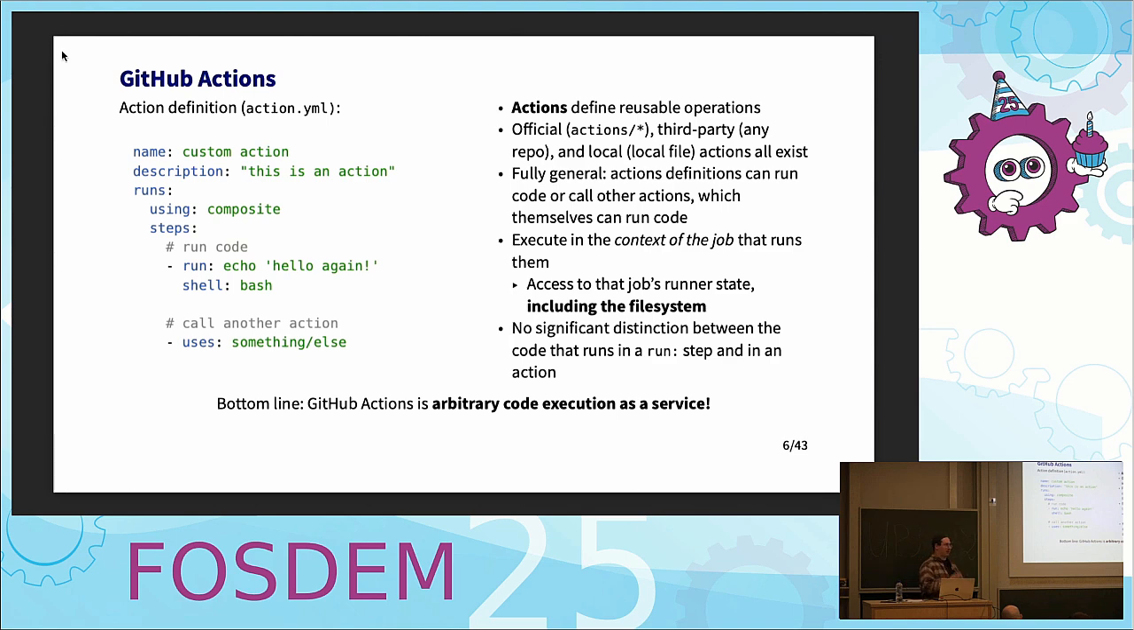These have full generality. They can run code, they can run other actions, etc. And importantly, they run in the context of the job that executes them, meaning that any secrets, credentials, etc., that you give that job, the action also has. And also, importantly, as we'll see later, they have full access to the job's runner state, which includes the file system, which contains all kinds of interesting and useful things, as well as other processes running on that VM. So bottom line, GitHub Actions are arbitrary code execution as a service. That will come up in various important ways throughout this talk.